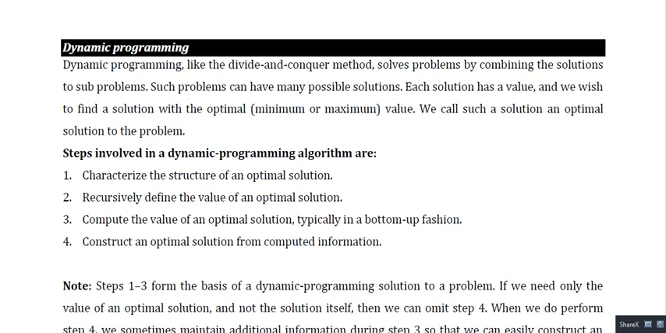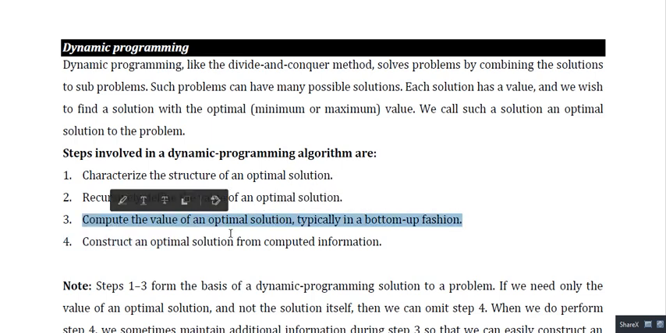Okay. So now let us see what are the design elements or the steps involved in a dynamic programming algorithm. First, we have to characterize the structure of the optimal solution. Next, we have to recursively define the value of the optimal solution. Then we have to compute the value of the optimal solution, typically in bottom up fashion. Then finally we will combine all these things to obtain the final solution, right?